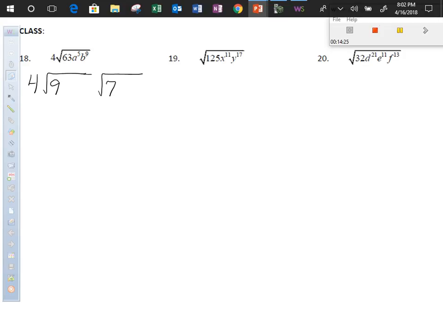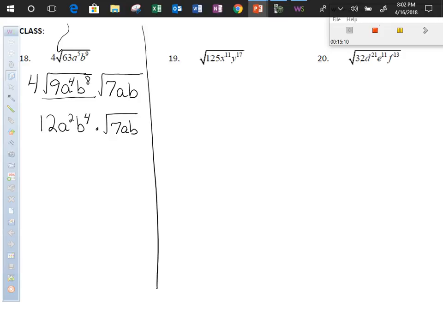So 9 times 7. Now, I need a to the, remember there's a little 2 right there. I need the highest multiple of 2, less than or equal to 5. So I need a 4, which leaves a single a over there. And I need a b to the 8th, because 8 divided by 2 works, which leaves 1 b left over. Now, if you've done a good job, this is just what we did. The square root of 9 is 3, times 4. So I've got 12 a squared b to the 4th times the square root of 7ab. And then there's my answer.